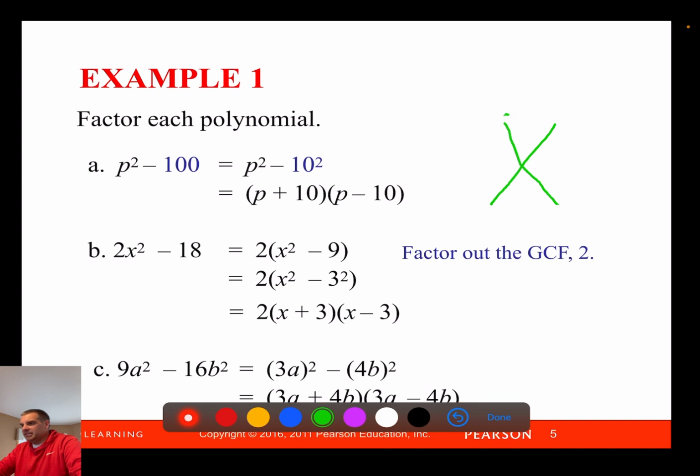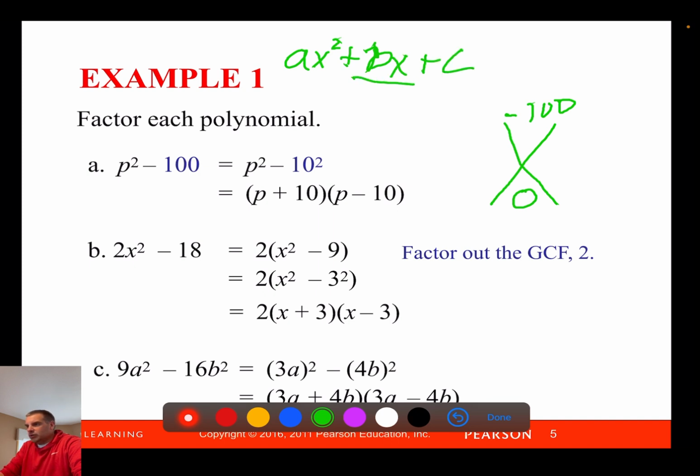In this case, our c value is negative 100, and we don't have a b value, so our b value is 0. Remember, it's a times x squared plus bx plus c. So there's no just x there, so we're just going to make it 0. So that's why we've got a 0 on the top. On the bottom, we need two numbers that multiply together to be negative 100 and add together to be 0.